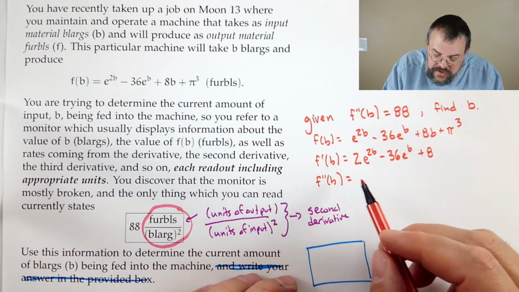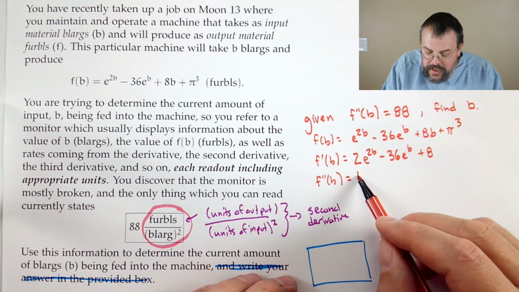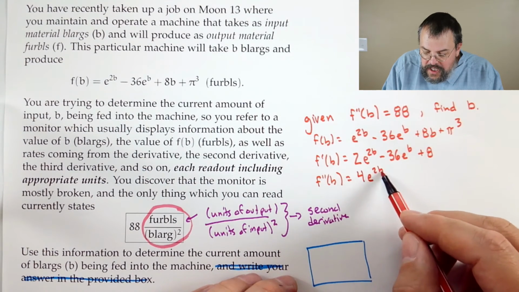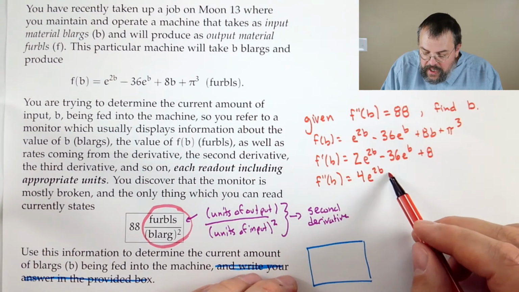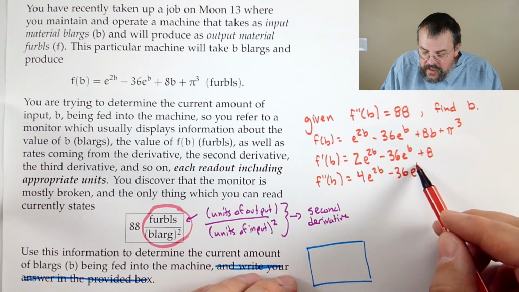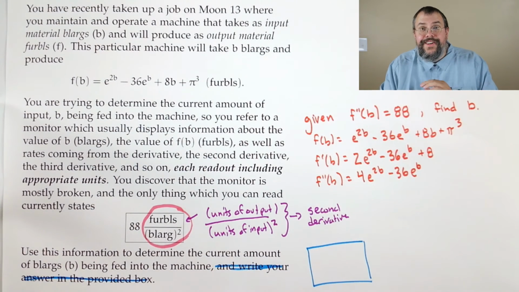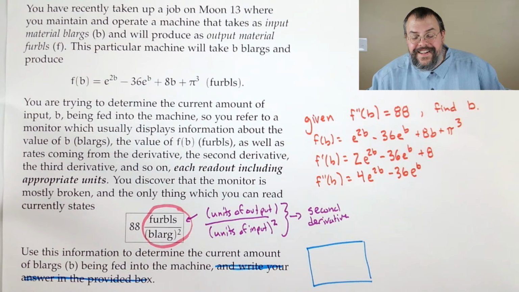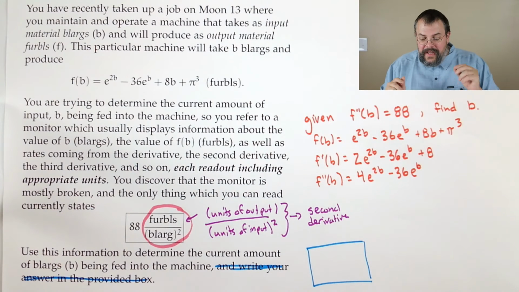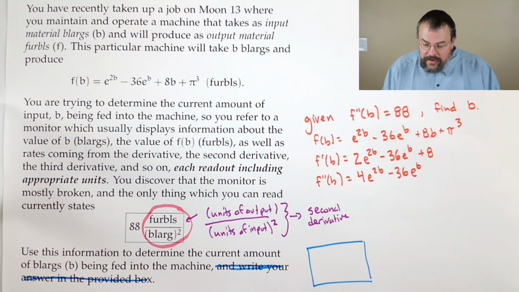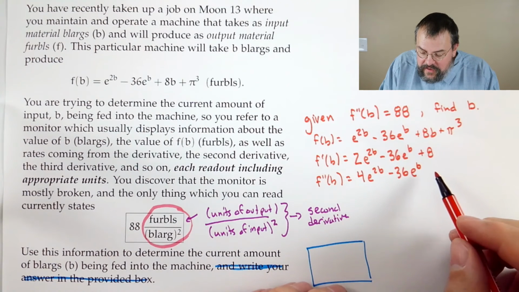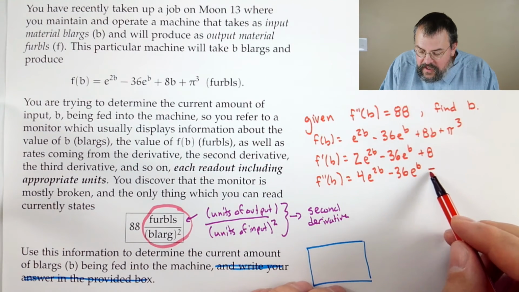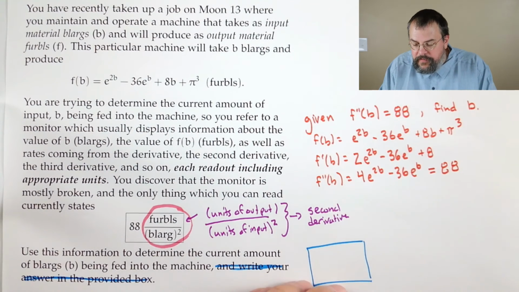Now, second derivative, f double prime of b. Well, the 2 comes down again, so we get 4 e to the 2b. The next, minus 36 e to the b. Derivative of 8, 0. Gone. It's not there. All right, and now we said, well, what do we need to do? We need to set this, our second derivative, equal to 88.